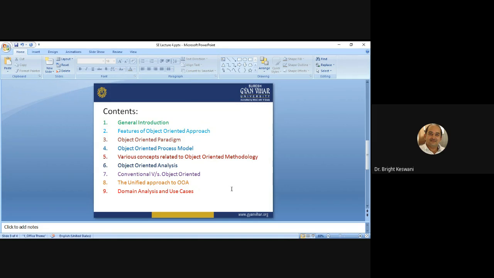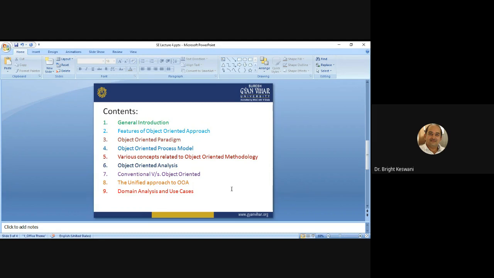Let us start with the object-oriented approach. It is basically centralized around data, which is accessed by the basic entities of the object-oriented approach, that is, objects. So you can say that objects are the basic entity of the object-oriented approach. Whether you are working with object-oriented designing or object-oriented analysis or any other approach, the basic entity is the object. Okay, there are some features of the object-oriented approach.